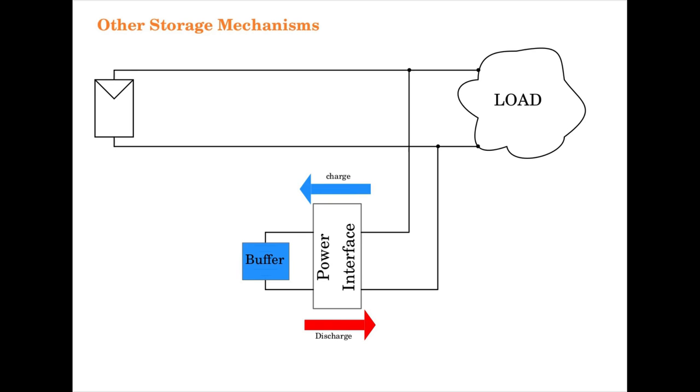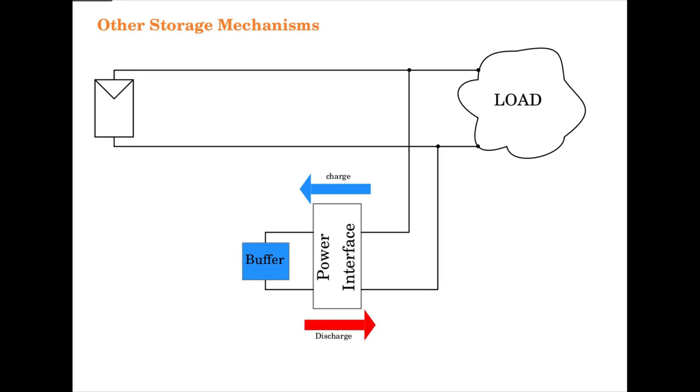And during the discharge mode, that is when the insolation is low and the energy is not sufficient to handle the load, the energy should come from the buffer. The buffer should discharge and deliver that to the load, so that it supplements the energy coming from the PV panel, and the load gets its quota of power and energy.